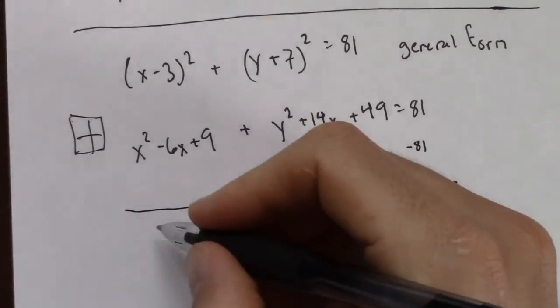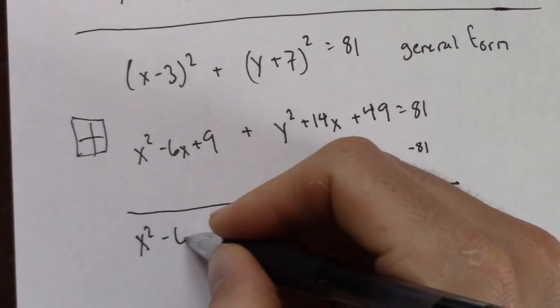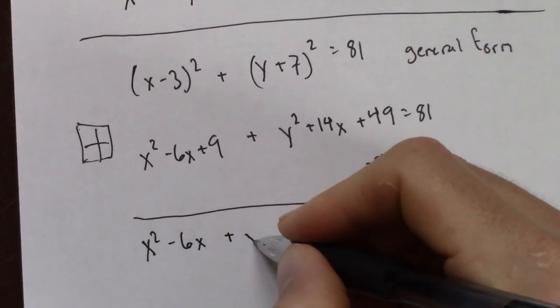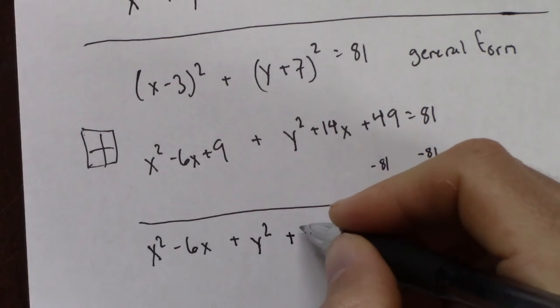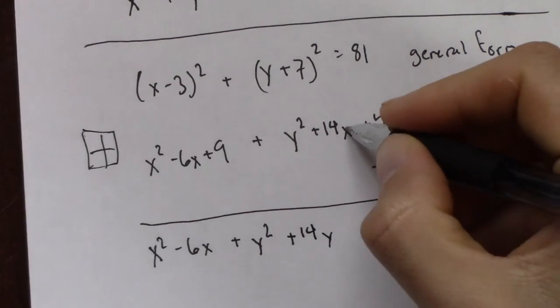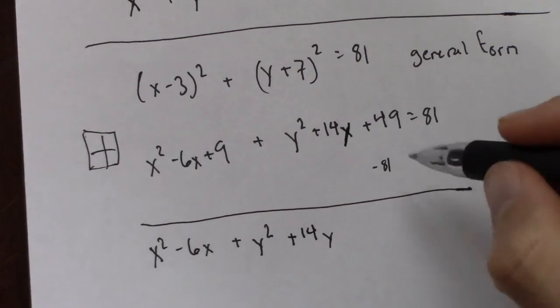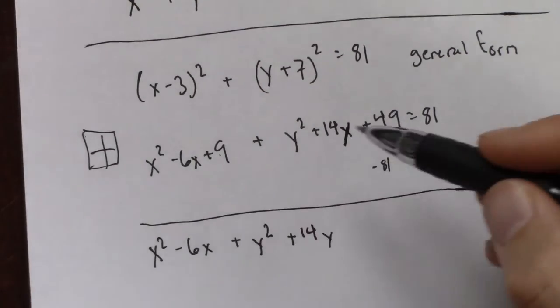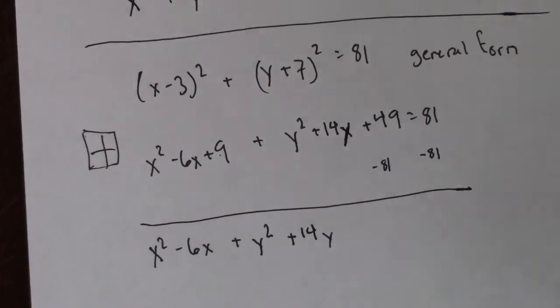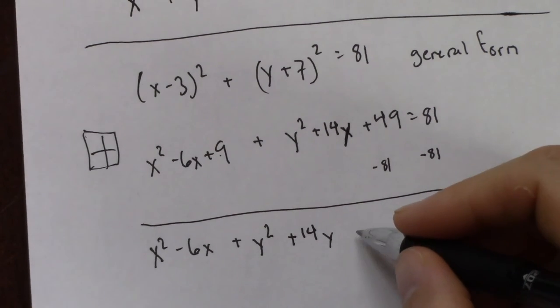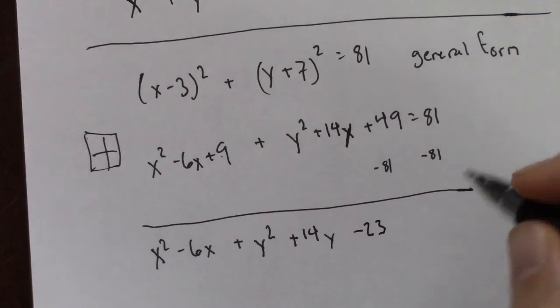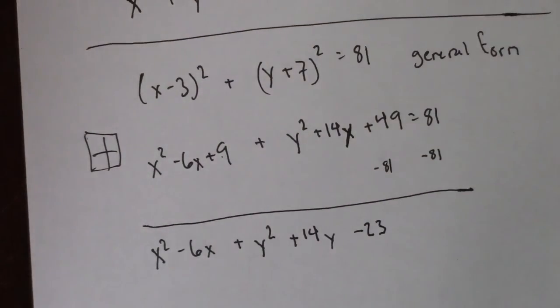So doing that, I have x squared minus 6x plus y squared plus 14y. That should have been a y right there, my bad. And then let's see if I can do this in my head. 9 and 49 is 58. 81 take away 58 is 23. I'm going to go with 23. I'm going to hope I'm right. Let's find out and see how we're doing.